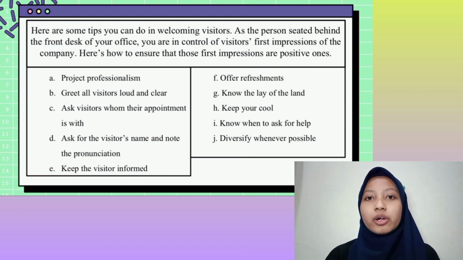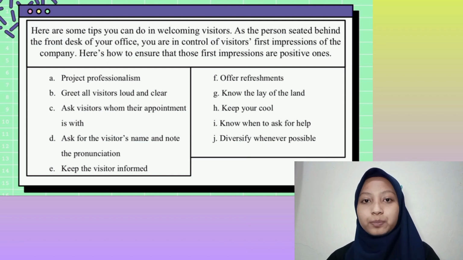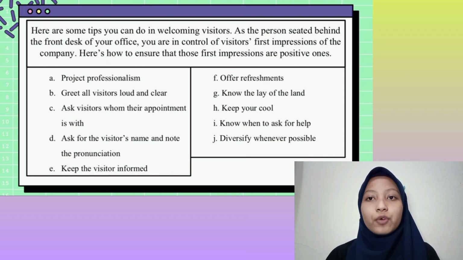D. Ask for the visitor's name and its pronunciation. This way, when you alert a member of your office that their visitor is on site, you will also guarantee they know how to address the visitor, in case he or she has a name with a unique pronunciation. E. Keep the visitors informed. After you have notified a colleague that their visitor has arrived, let the visitor know that you have done that.